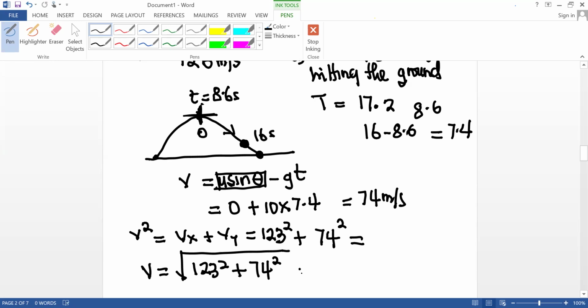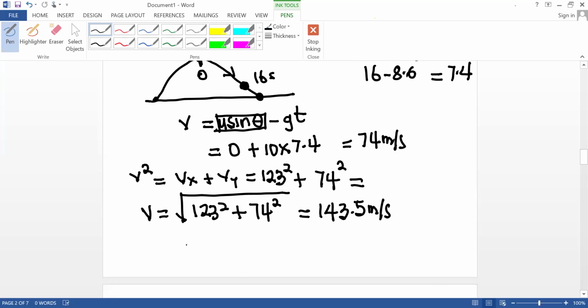143.5. Okay, just get 1 dp. 143.5 meter per second.